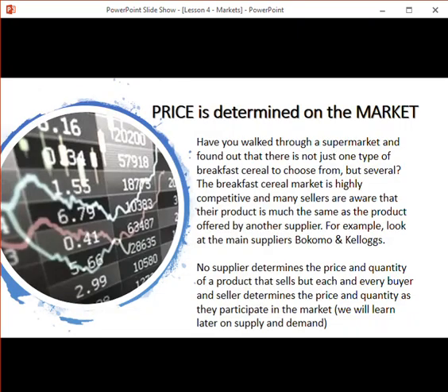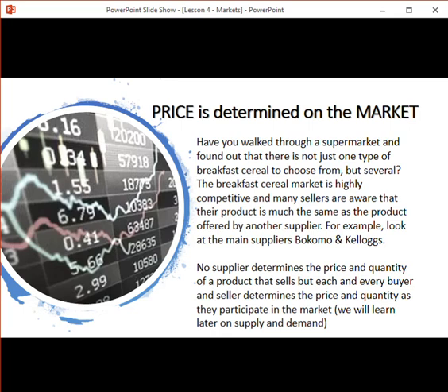So how is price determined? Price is determined on the market. When you walk down a supermarket, you will see there's a lot of different options available. Let's take the cereal, for example, or milk even. Let's say you're in Pick n Pay. You've got the Pick n Pay brand milk, you've got Clover, you've got Jersey, all the different brands of milk, all rendering the same product, but in different companies that sell it. So it's a very competitive market.